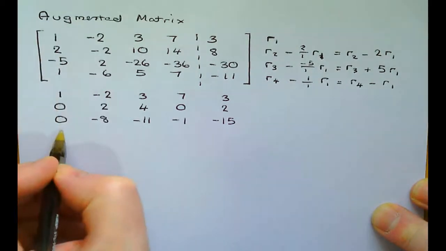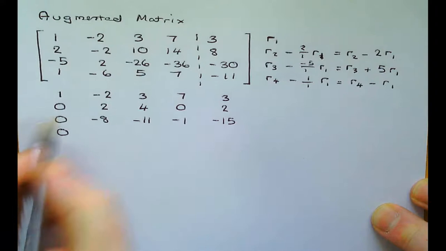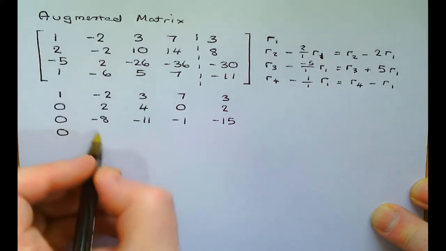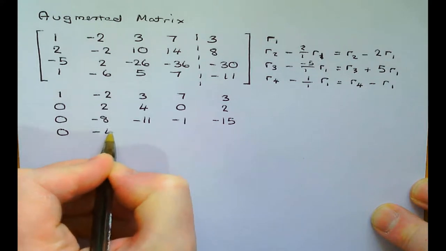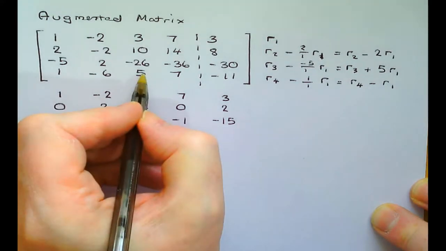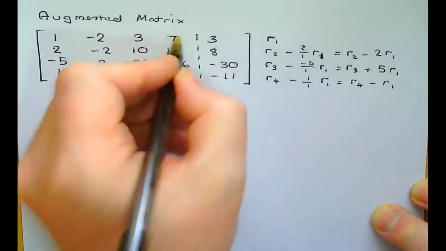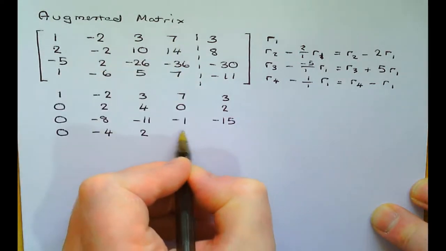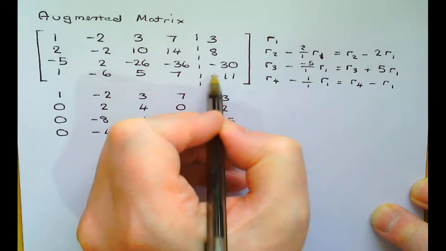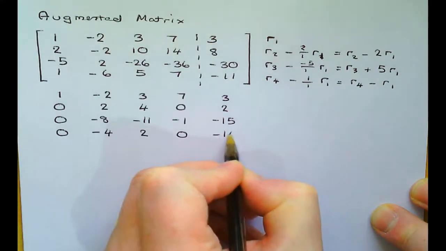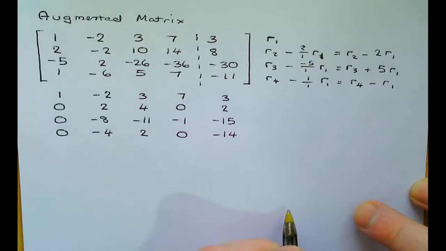1 minus 1, it's 0, it has to be 0. Minus 6 minus minus 2, minus 6 plus 2 is minus 4. 5 minus 3, 7 minus 7, and then minus 11 minus 3, that is minus 14.